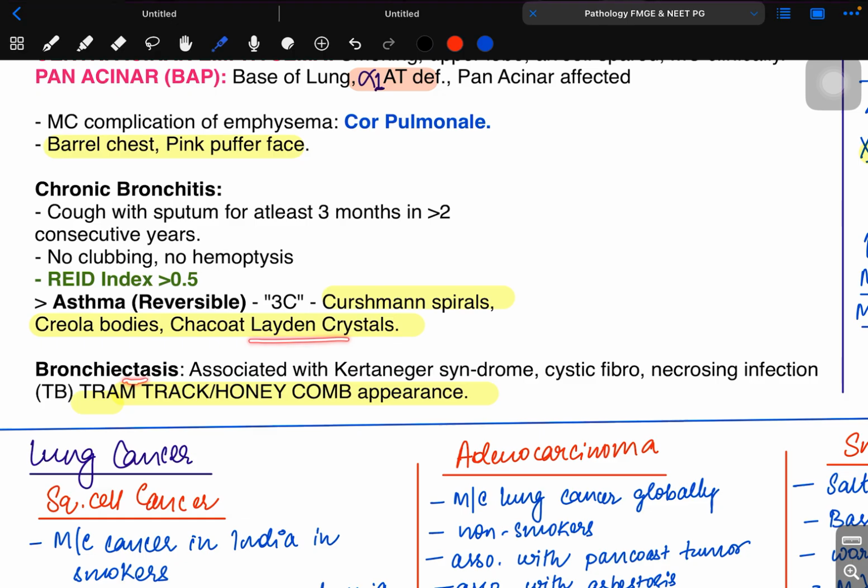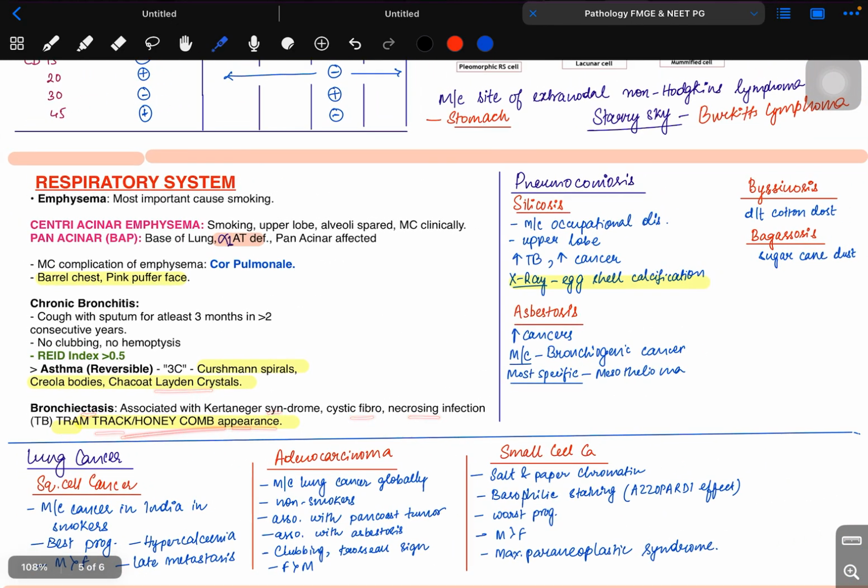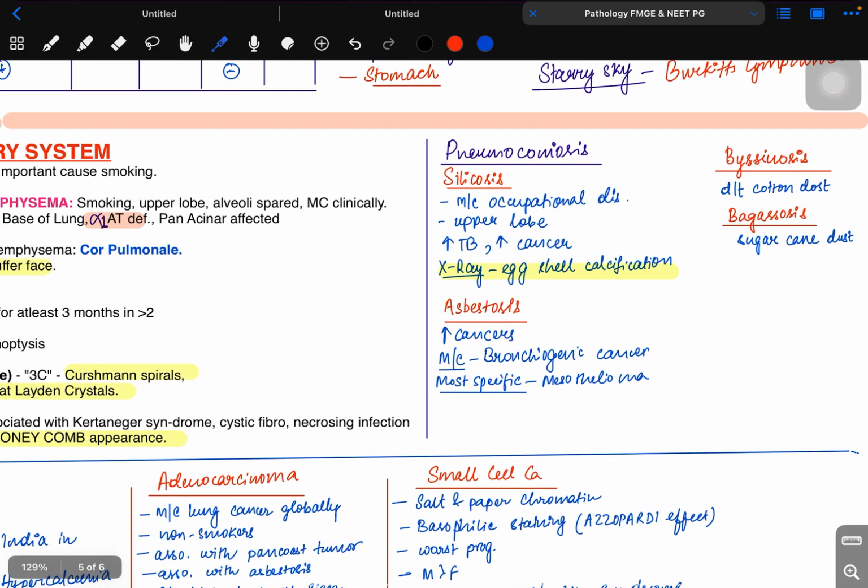In bronchiectasis, it is associated with Kartagener syndrome. There will be cystic fibrosis, necrotizing infection, tram-track or honeycomb appearance. All the highlighted points, you have to remember very carefully.